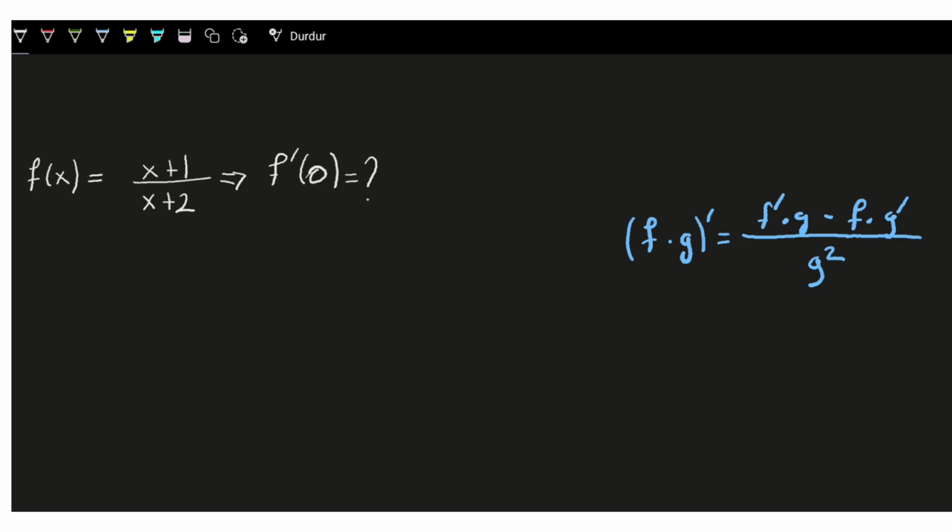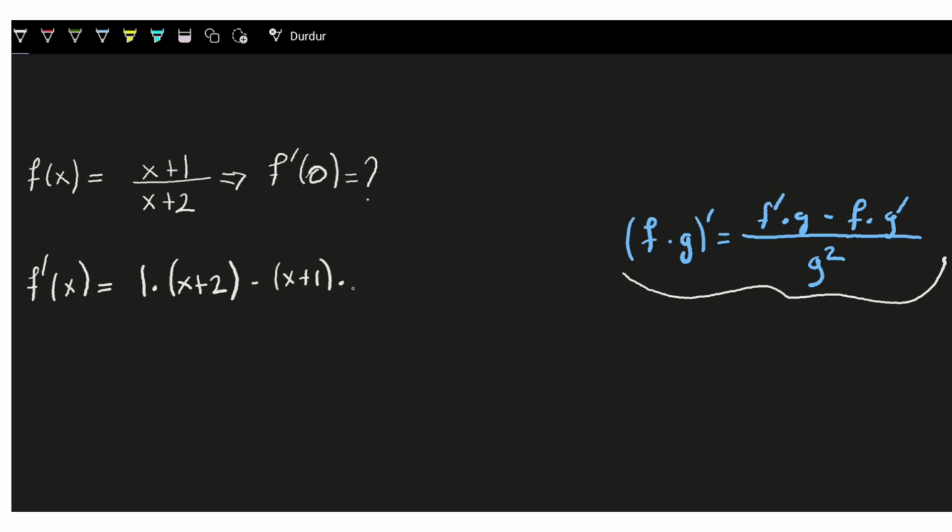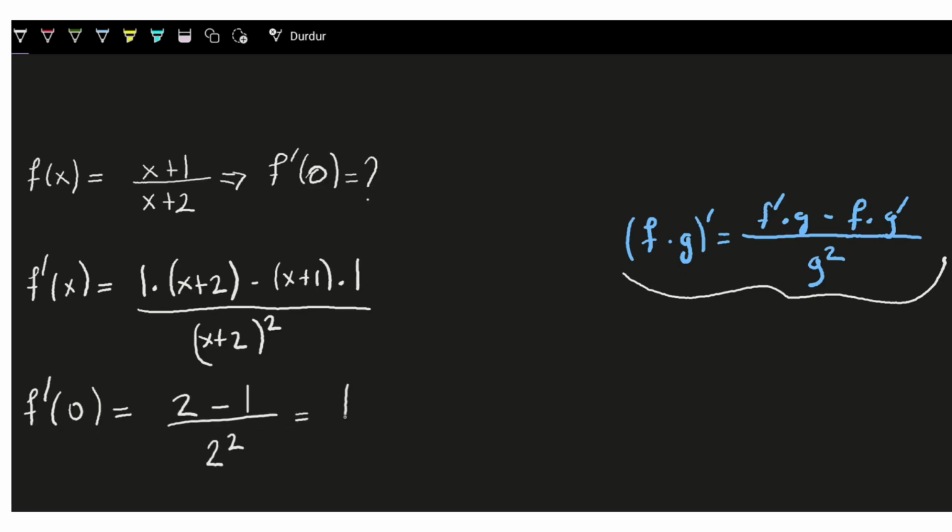Let's solve next example. So we can derivate this function by using the quotient rule for derivation seen here. Derivation of x plus 1, that is 1, times x plus 2 minus x plus 1 times derivation of x plus 2, 1 over square of x plus 2. And when we substitute x is equal to 0 into derivation function, we are going to have this derivation value, 1 over 4.